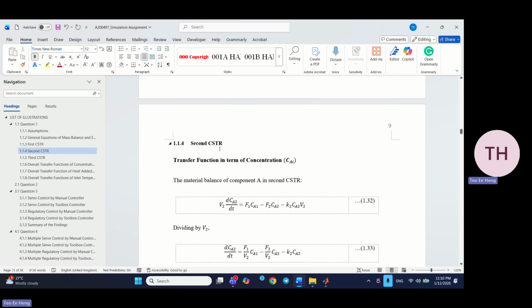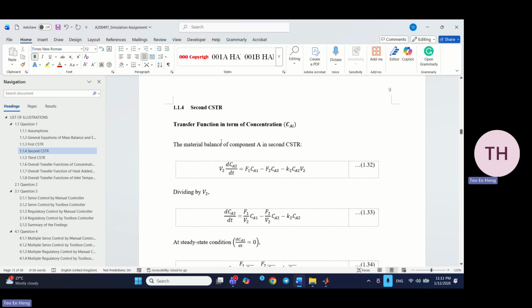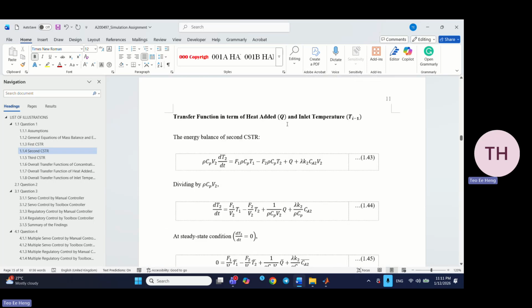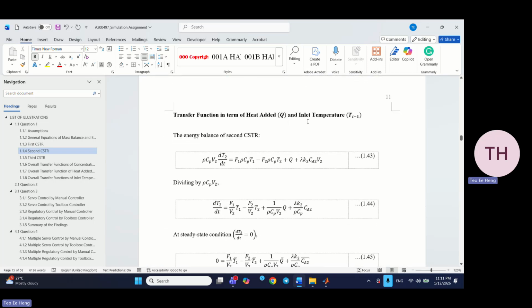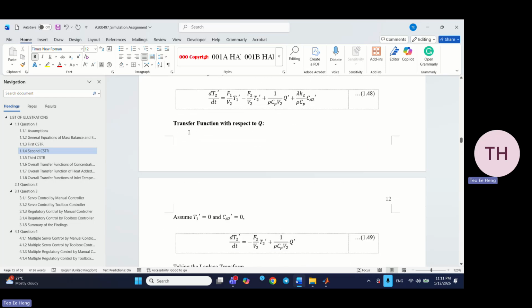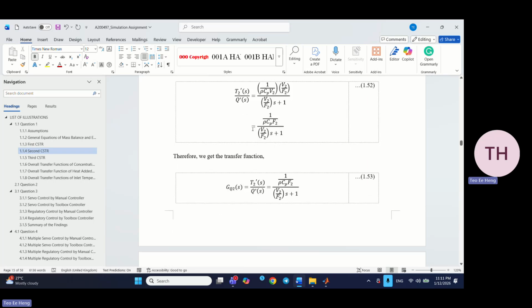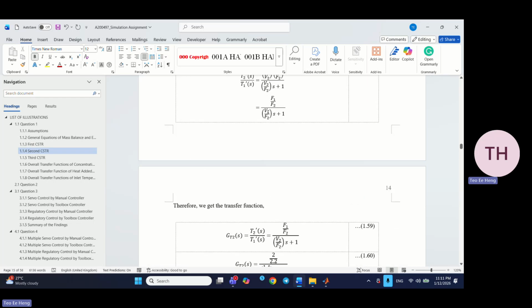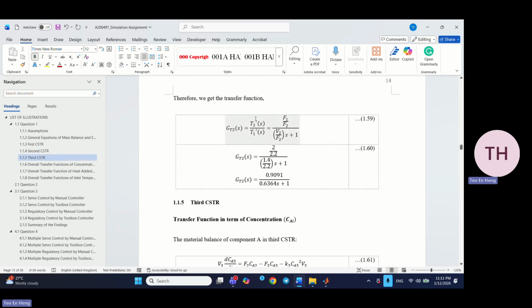Then for the second CSTR, same as the first CSTR, we need to find the transfer function in terms of concentrations and the transfer functions in terms of heat added and inlet temperature. For the energy balance, we have the transfer functions with respect to Q and with respect to Ti minus 1, and then we get the transfer functions.